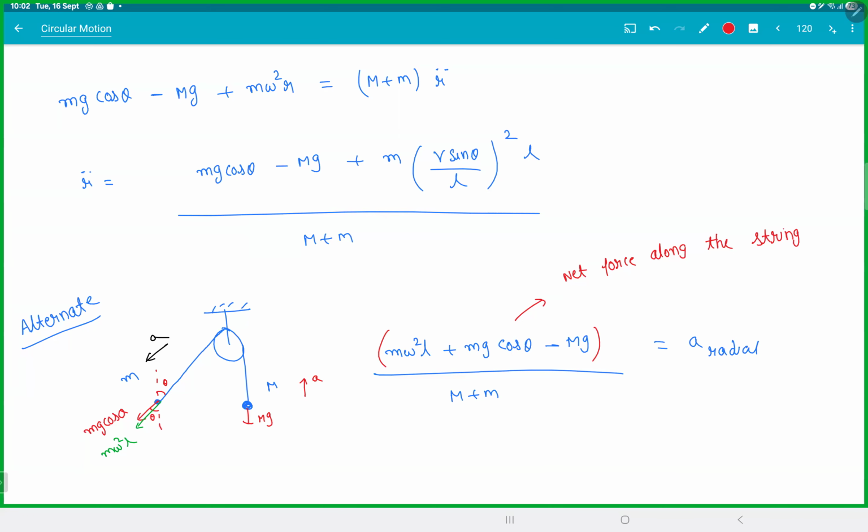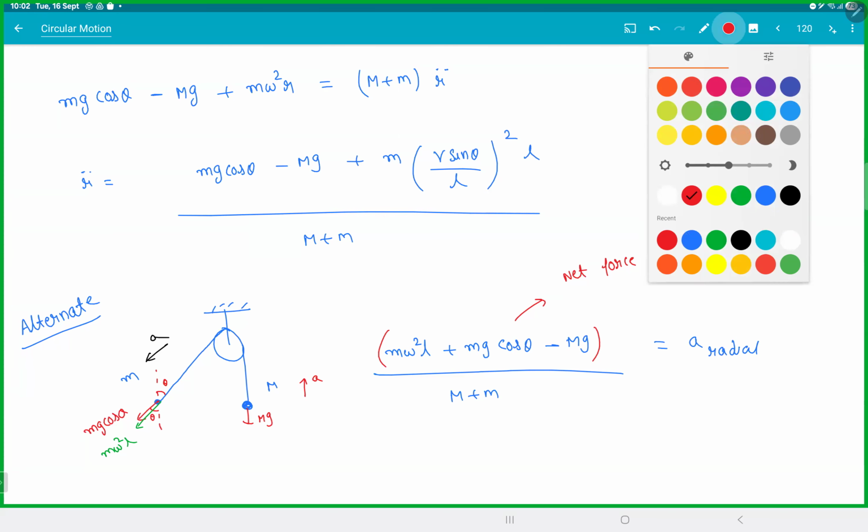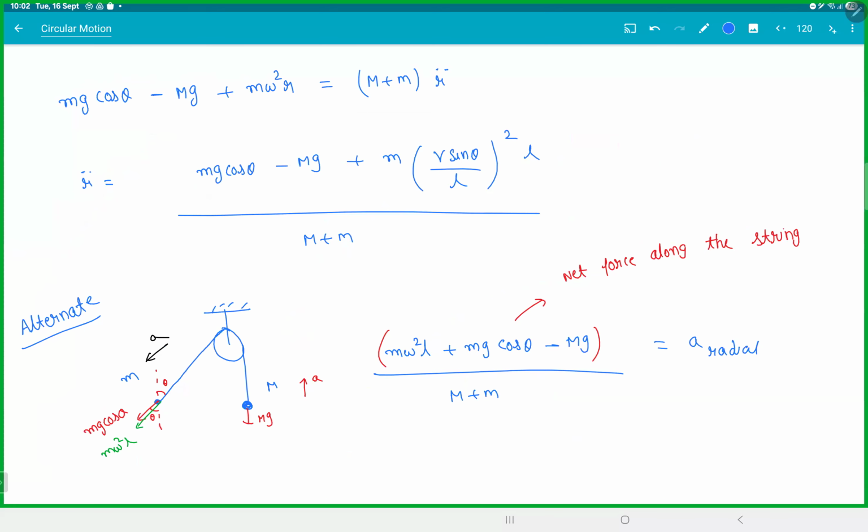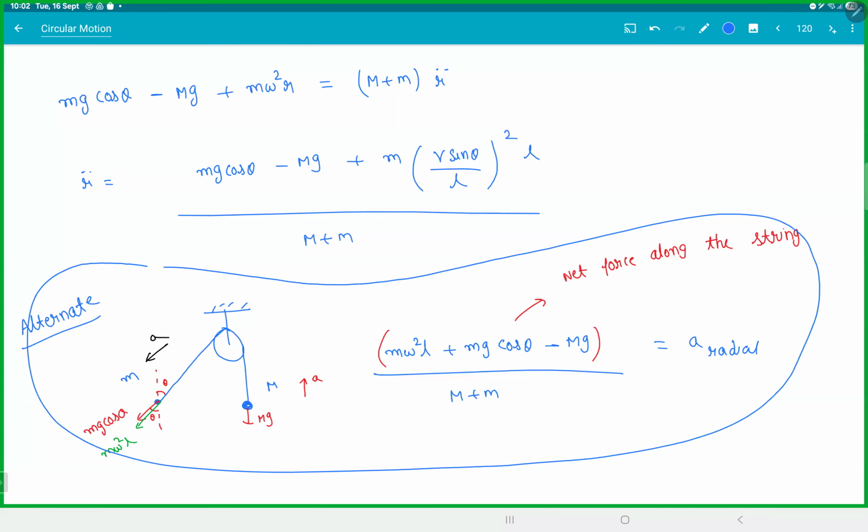So depending on capital M and small m, the signs will take care of themselves. If capital M is very heavy, then A radial will be in the downward direction. If it is light, then it will go up. The question is still not over. We need to find alpha. How would you find alpha? What is the angular acceleration of small m? Any doubts on this page, please ask me. But I hope the alternate one is easy, right? At least that much to remember. This much they would ask. Without even giving the formula, you can handle this much.